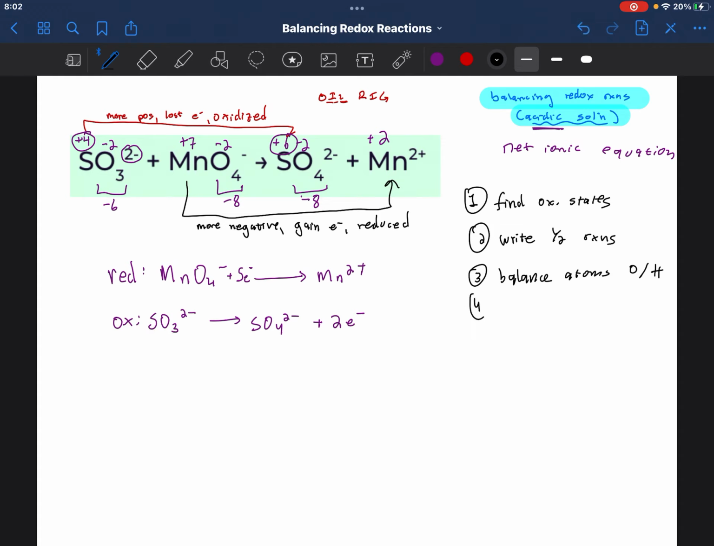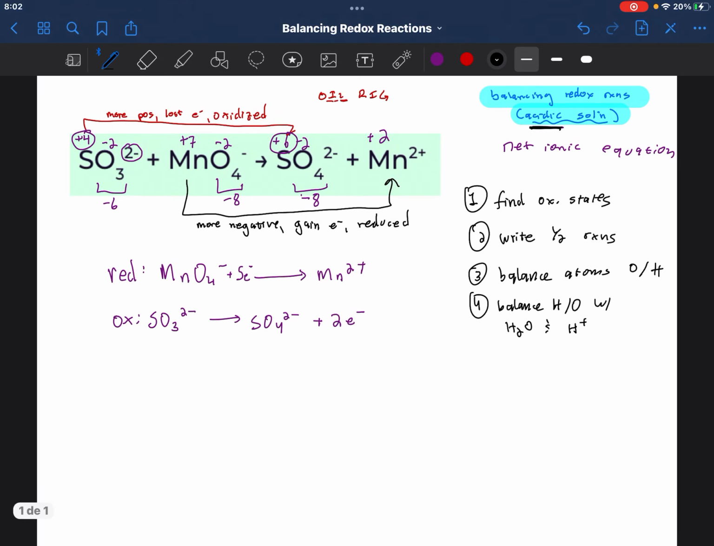All right, now here's where I balance the H's and the O's. And I do that with H2O and protons. Now here's where the acidic solution piece comes into play. If I were in a basic solution, I would use H2O and OH-, but I'm in an acidic solution, I have excess protons, so I'm going to balance my hydrogen and oxygen with H2O and H+. All right, so let's see that.